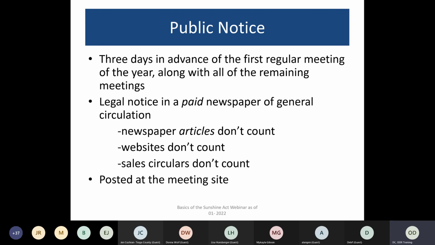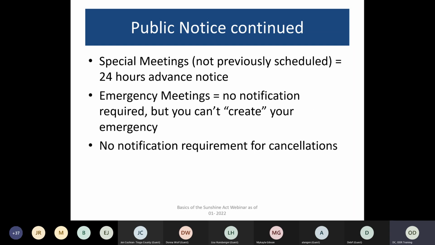But this is the requirement of the Act. Now, what about special meetings? Oh, a question has popped up real quick. Does this mean that we have to publish the recurring bi-monthly meetings if they have been published in an annual publication? I'm not sure what you mean by annual publication.